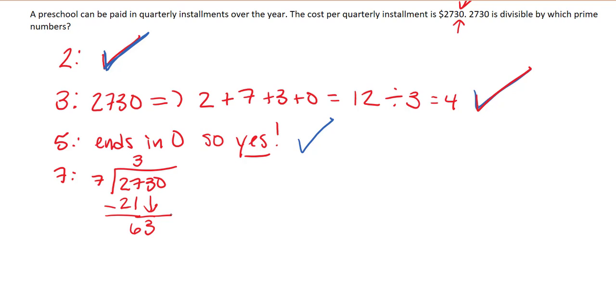Now 7 can go into 63 how many times? 7 times 9 is 63. So that works out nicely. We get 0, bring down the other 0. 7 can go into 0, so that's just 0. So we end up with 390. So we can also put a check mark for 7 that it works out.